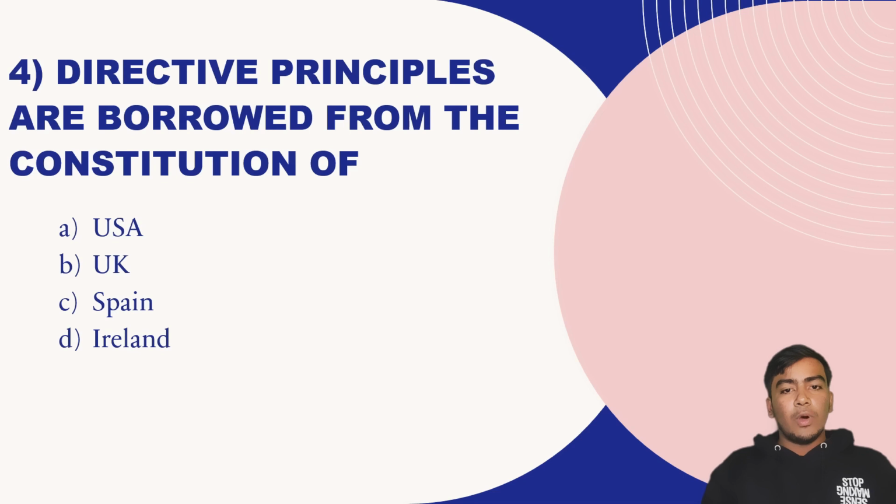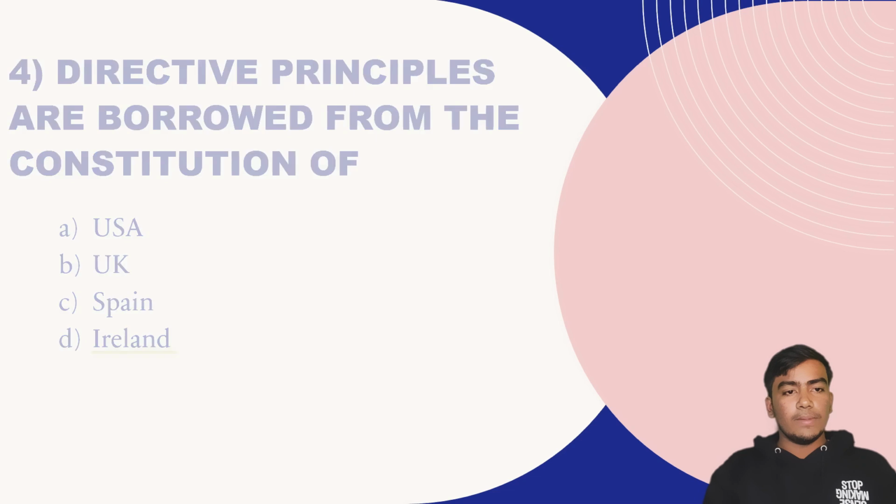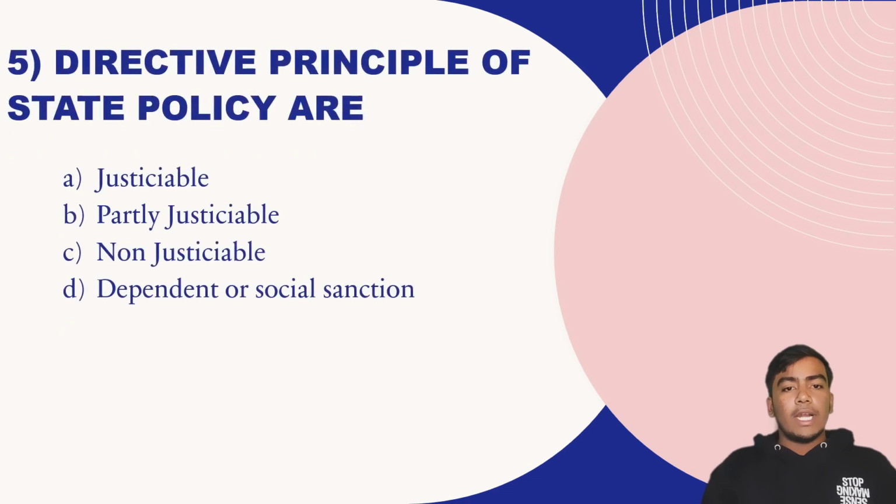Directive principles are borrowed from the constitution of. The first option is USA, the second option is UK, the third option is Spain, and the fourth option is Ireland. So the correct answer is Ireland. The fifth question is: directive principles of state policy are. Option A, justiciable, option B, partially justiciable, option C, non-justiciable, option D, depend on social sanction. So the correct option is non-justiciable.